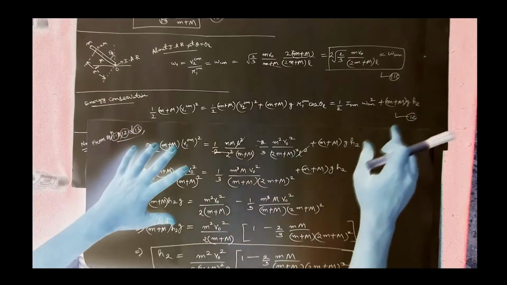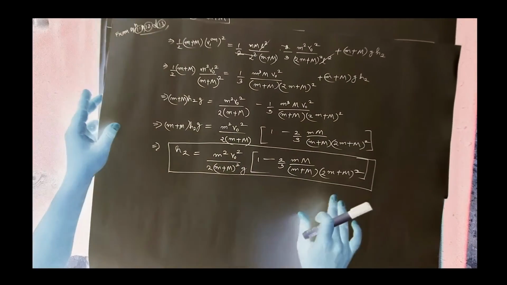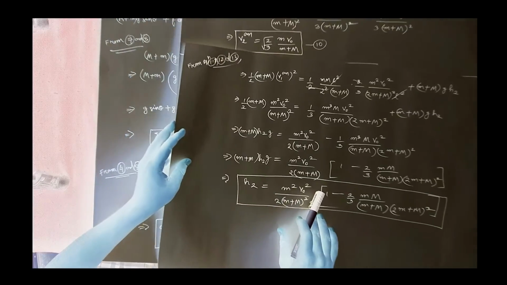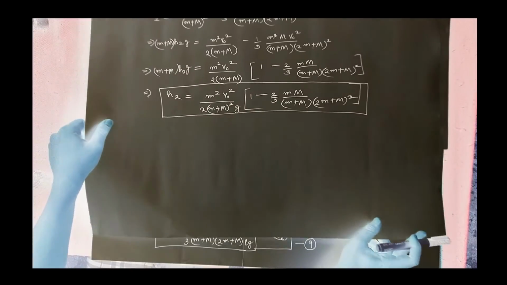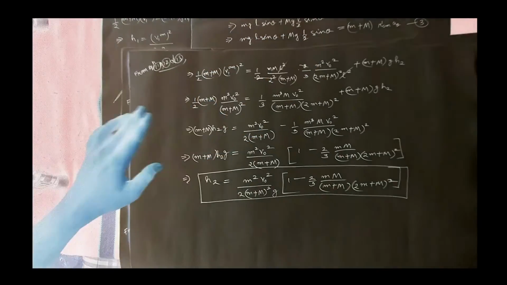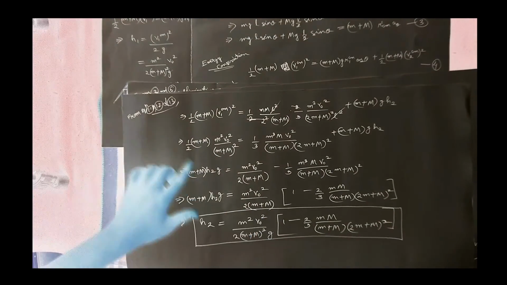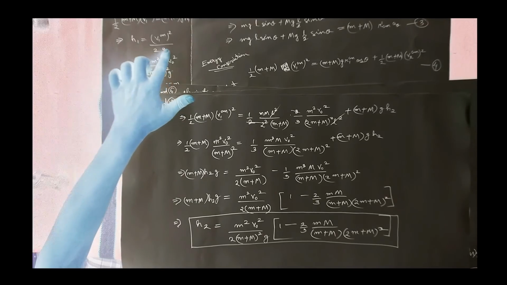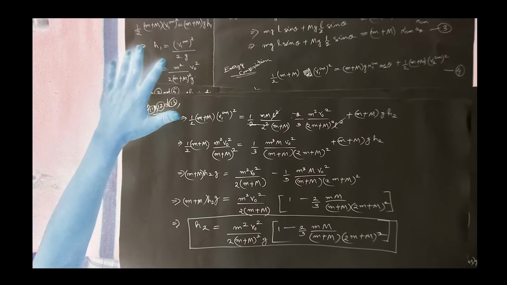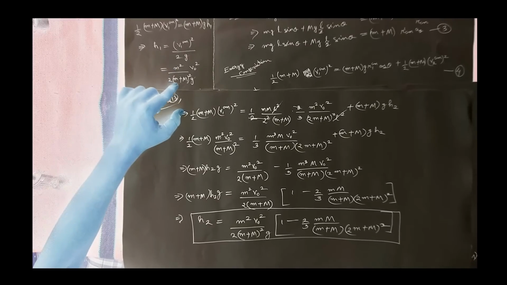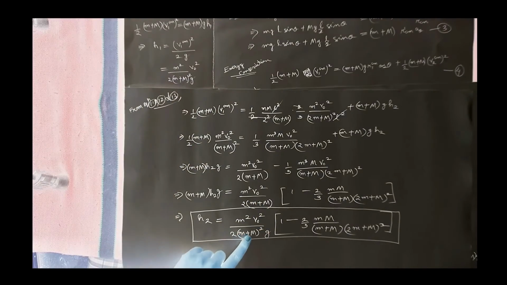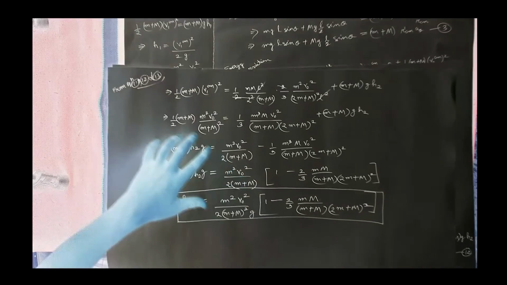So I am going to get directly the height h2. See here, actually comparing this thing with here, h1. So actually this is h1: m square v naught square, 2 small m plus capital M square g. This is h1. So see, h2 is h1 into this.